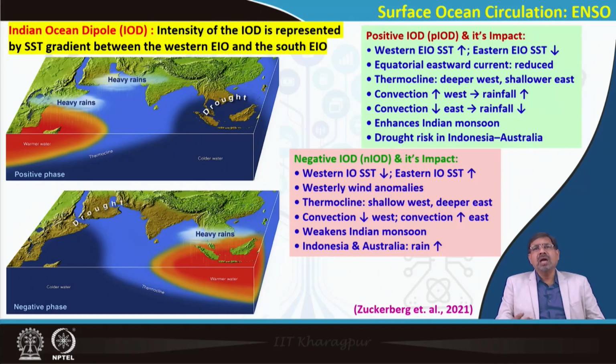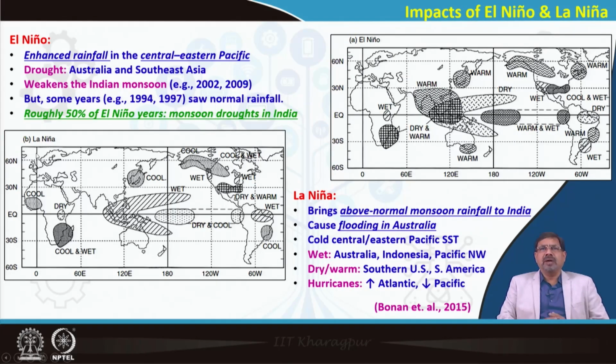So, it is just a contrasting situation in terms of positive and negative IODs. What do we try to understand from this slide? We try to understand that a differential pattern exists in terms of the ocean dipole in our Indian Ocean, which is another ocean circulation phenomenon, explained in terms of the surface ENSO event.